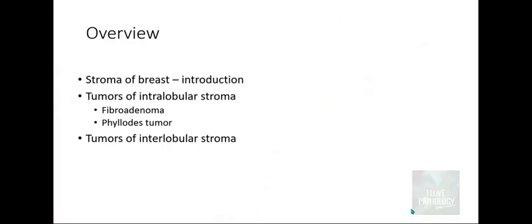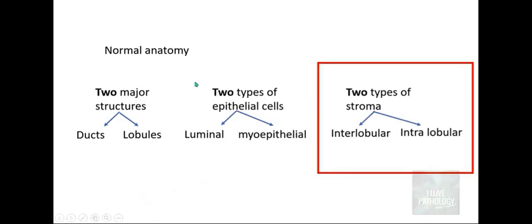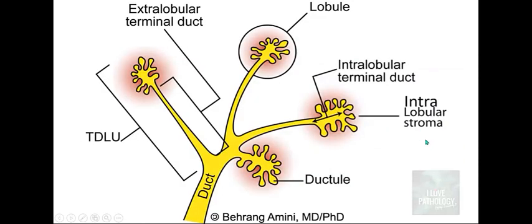We will talk about the stroma of the breast, and then we will discuss the tumors of intralobular and interlobular stroma. When I was discussing the normal anatomy, I think we did discuss the two major structures: two types of epithelial cells and two types of stroma, right? And the stroma are the interlobular stroma and the intralobular stroma. So this was the illustration which I had shown, right?